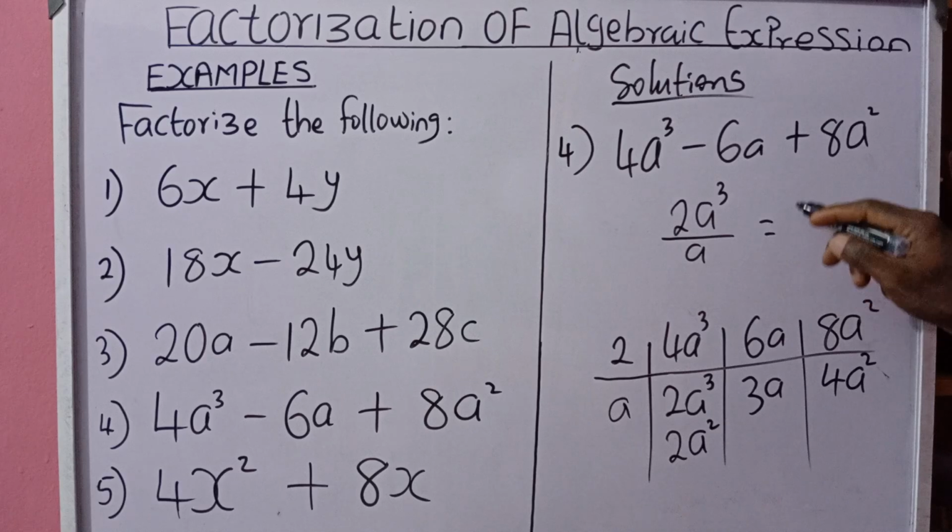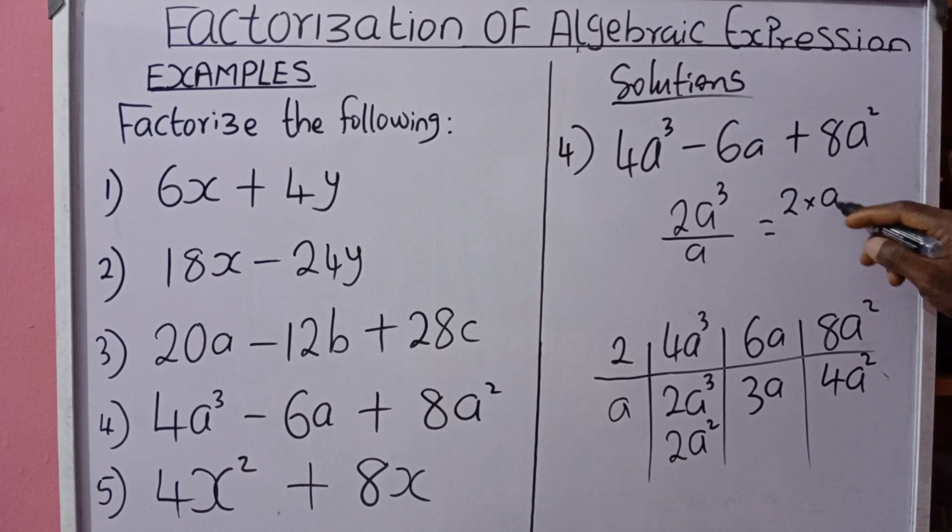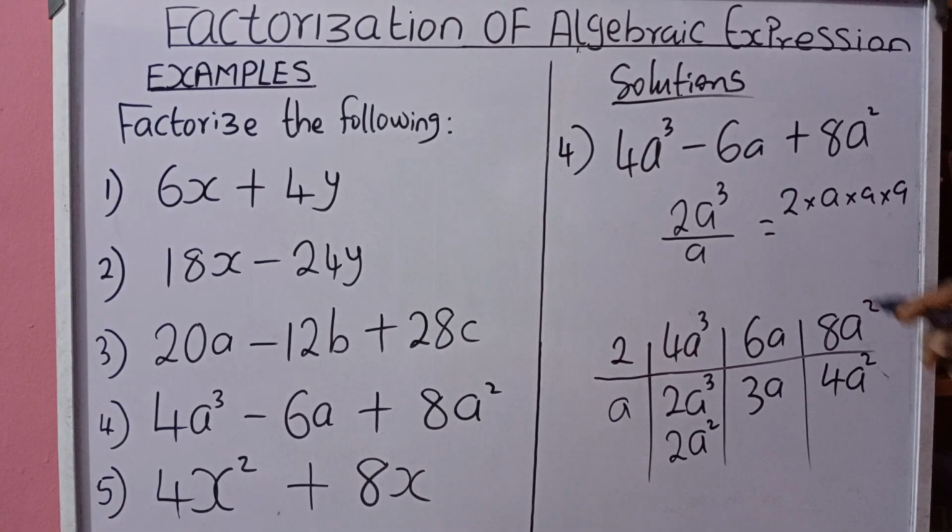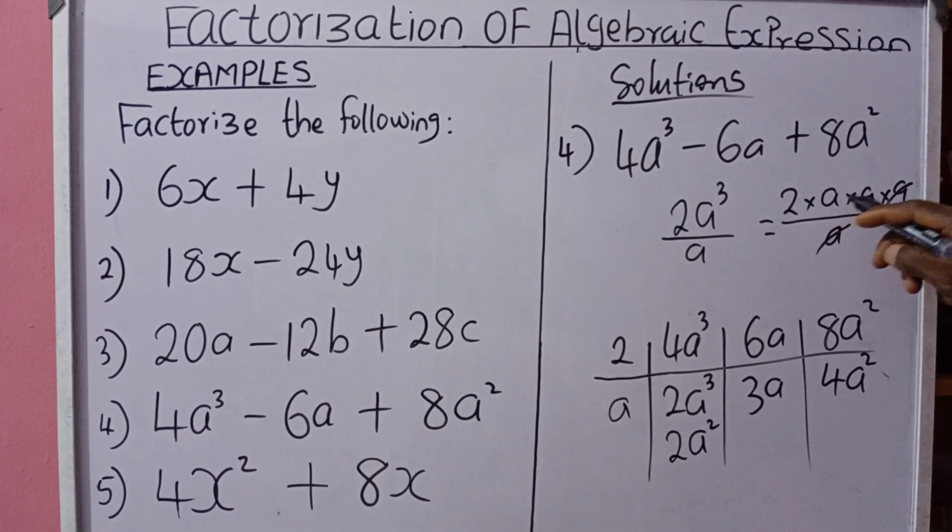What will it give us? It's just like saying 2 multiplied by a multiplied by a multiplied by a, because a raised to power 3 means a times itself 3 times, then all over a. Then this one can cancel this. We'll now be left with 2 times a times a, which gives us 2a squared, just like what I have here. I hope that is getting interesting.